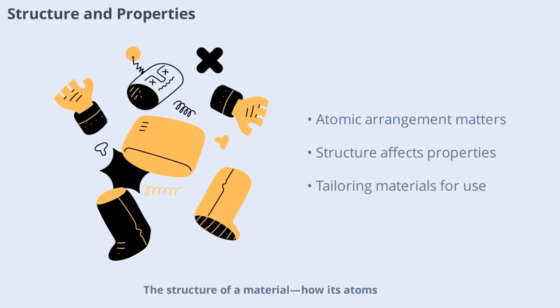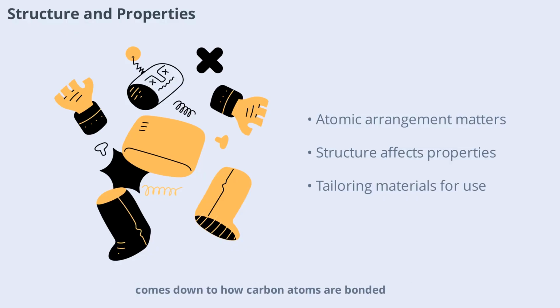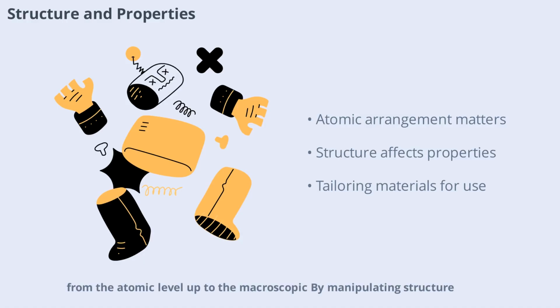The structure of a material, how its atoms and molecules are arranged, directly affects its properties. For instance, the difference between soft graphite and hard diamond comes down to how carbon atoms are bonded. Materials engineers study these structures at various scales, from the atomic level up to the macroscopic. By manipulating structure, they can tailor materials to meet specific needs, such as making glass stronger or metals more resistant to corrosion.